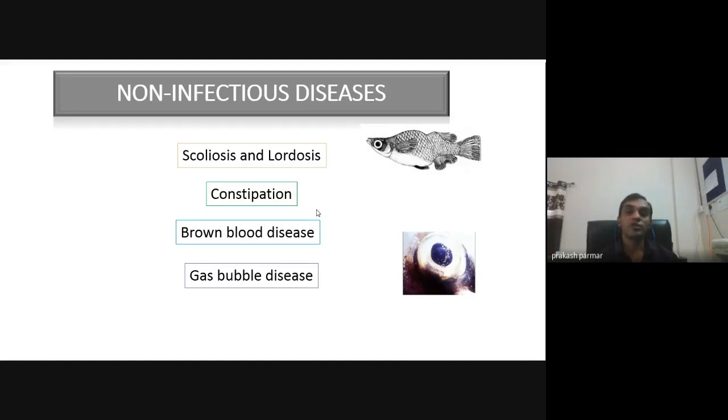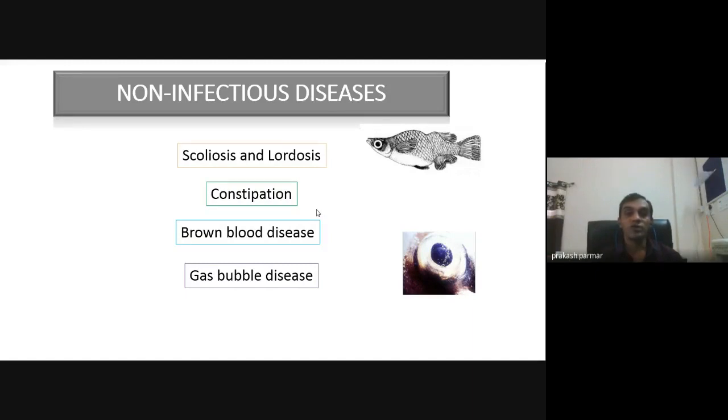Another one is constipation. If you are not providing the proper nutrition, proper hygienic diet, then constipation may occur. Constipation can be identified by attachment of fecal matter at the vent. So that is one way of identifying constipation. Then the fish become weakened, emaciated.